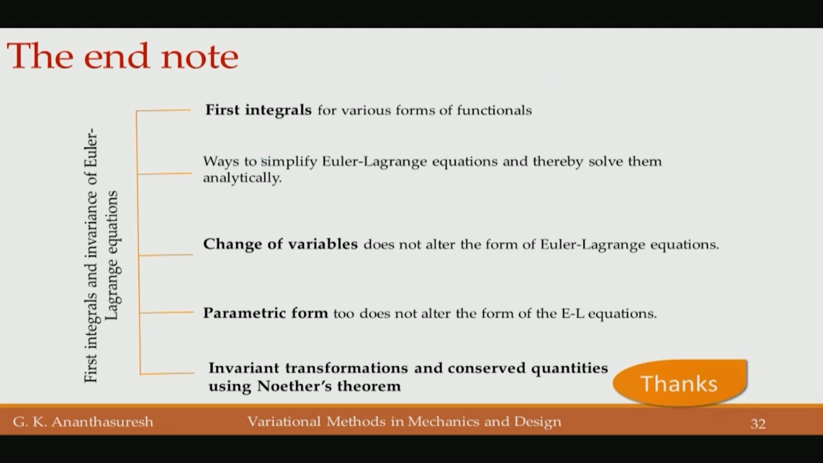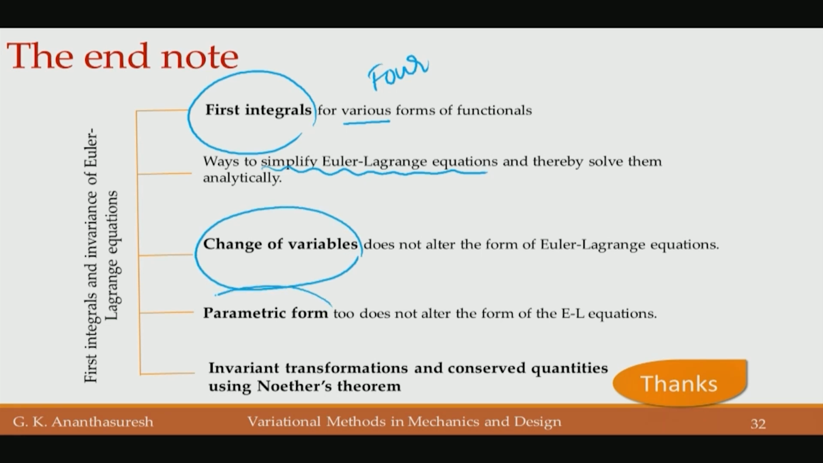So, to summarize today's lecture, we considered the first integrals of the Lagrange equations for the various forms. We took 4 special forms, and then we used them to simplify the Lagrange equations so that we can solve more easily than otherwise. Then we also discussed the change of variables and parametric form that led us to invariant transformations and this very important theorem of Noether. We have not proved this Noether theorem, but it is a very profound thing.